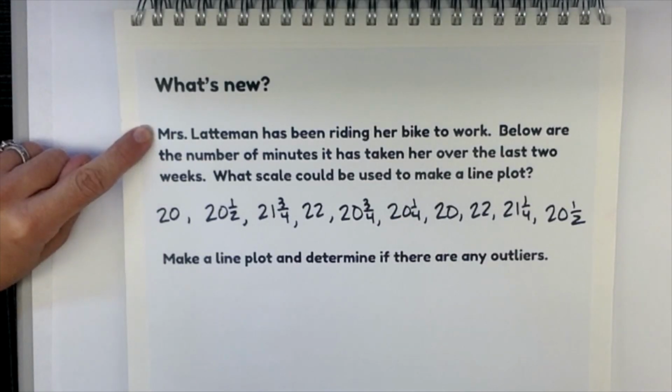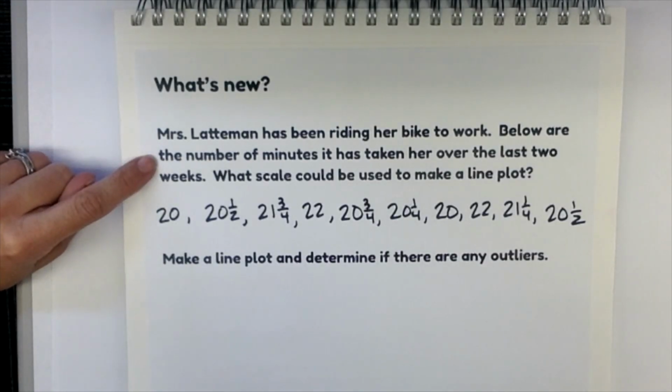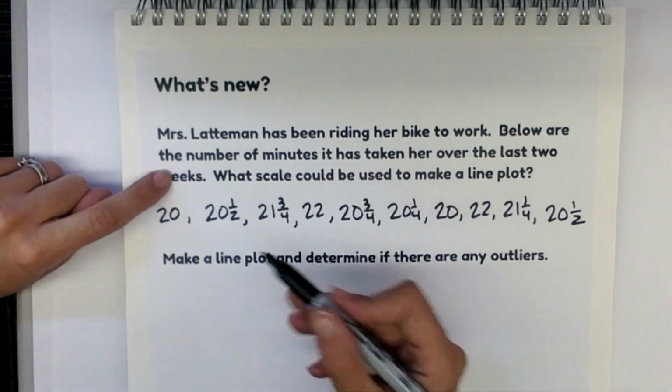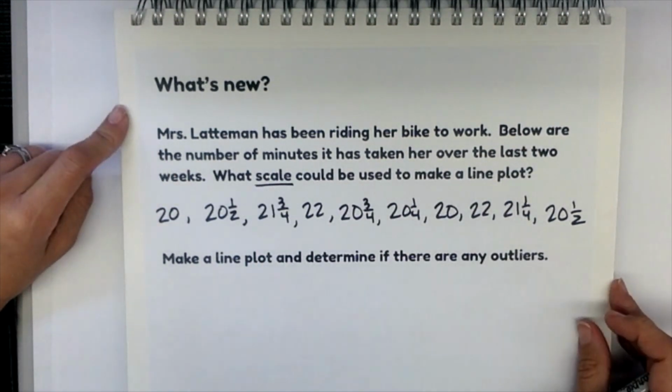Mrs. Latimer has been riding her bike to work. Below are the number of minutes it has taken her over the last 2 weeks. What scale could be used to make a line plot?